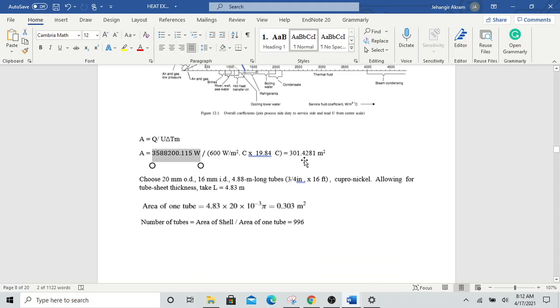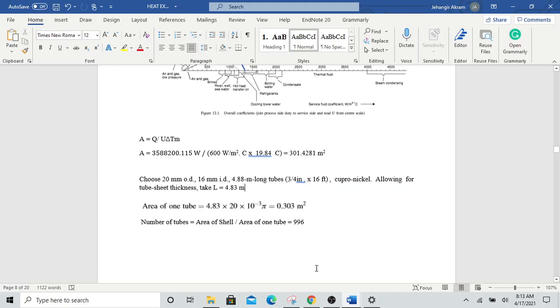Now we have found the value of area using TLM, 301 meter square. Okay, so we will be choosing some random tube sizes, outer dia and inner dia, and we will be allowing for thickness, and we will take length as 4.83 meter.